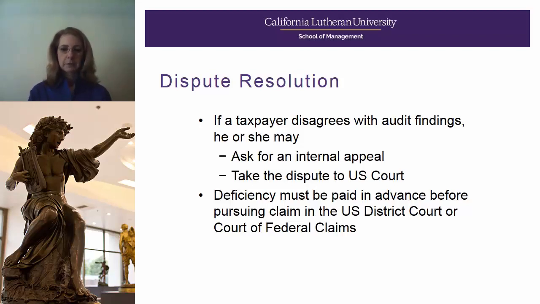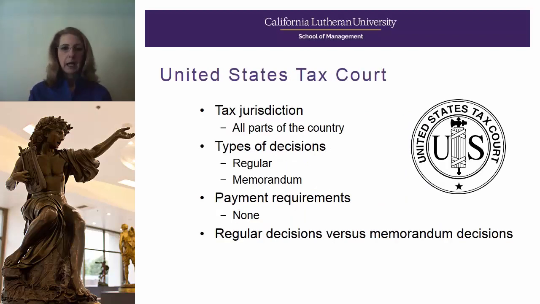If the taxpayer uses the U.S. District Court or the Court of Federal Claims, the deficiency must be paid in advance. However, if the taxpayer chooses to use the U.S. Tax Court, the deficiency or the alleged deficiency does not have to be paid in advance. That's one of the advantages of using the U.S. Tax Court. In addition, it is a tax jurisdiction, so that jurisdiction covers the entire country, but the only thing that this tax court is concerned with, as the name suggests, is taxes. So there's some expertise there.